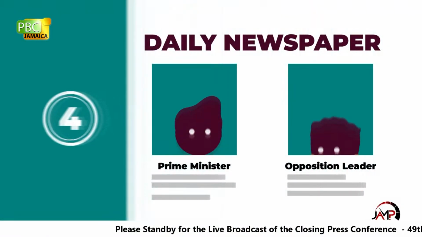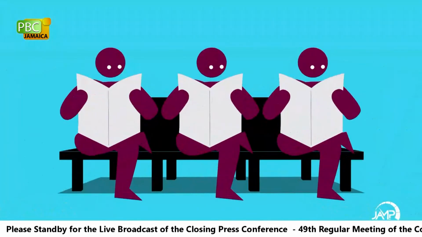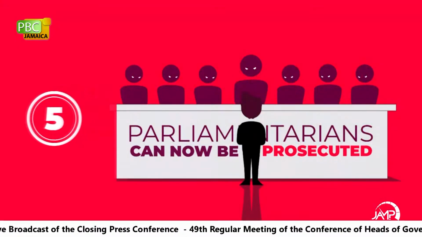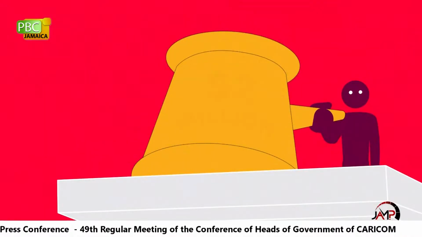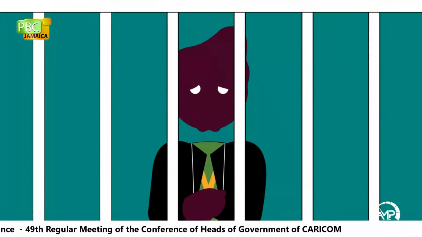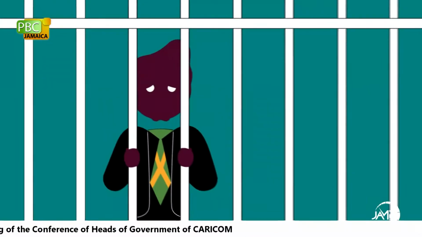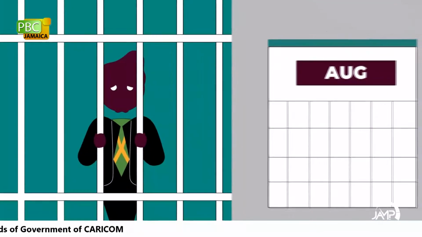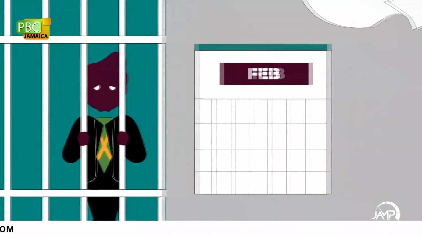4. A summary of the declarations of our Prime Minister and opposition leader must be published where the public can read it. 5. Parliamentarians can now be prosecuted by the Integrity Commission. They can be fined up to $2 million or serve up to 2 years in prison if they don't file their declaration or if they give false information, and $500,000 for not filing on time or ignoring requests for information.